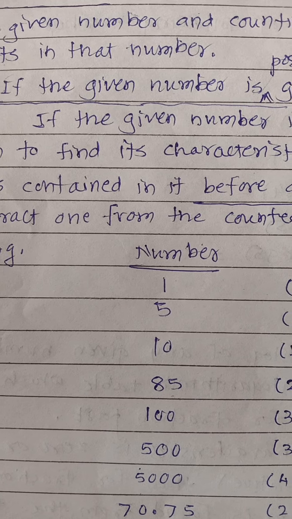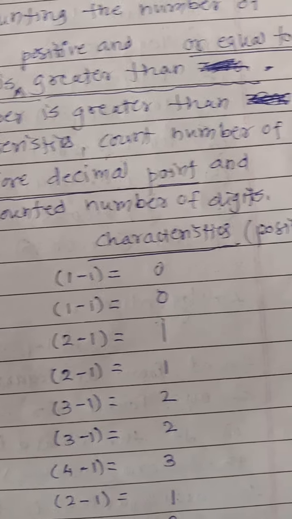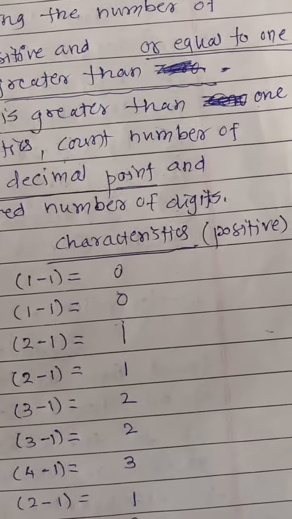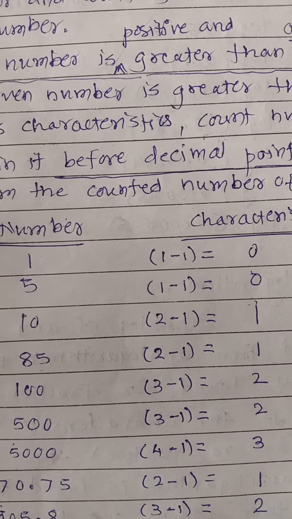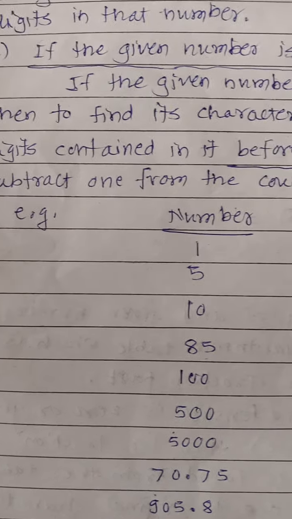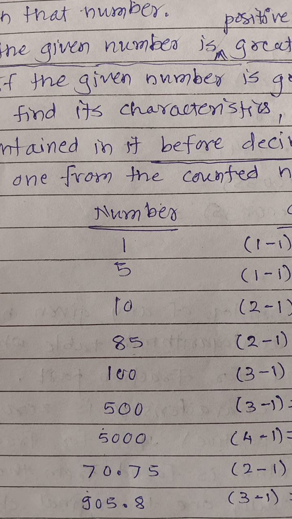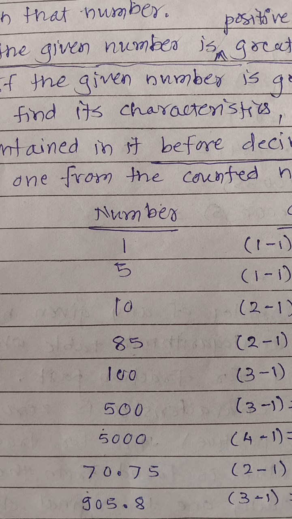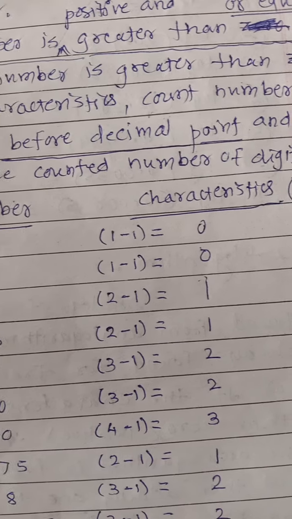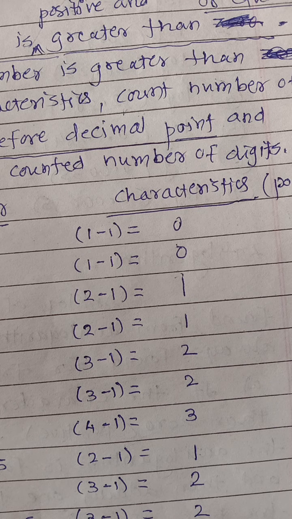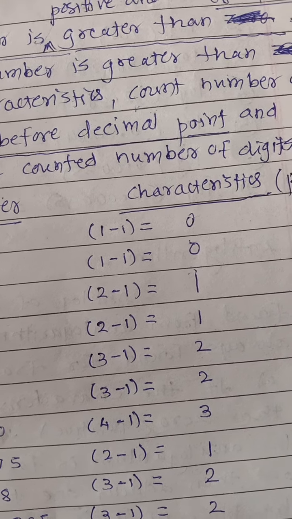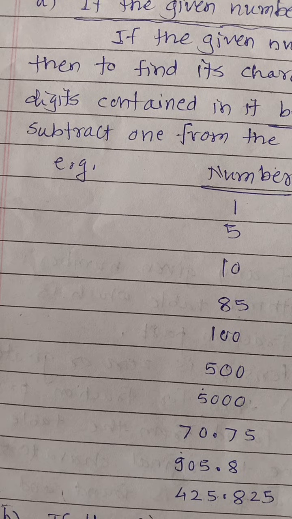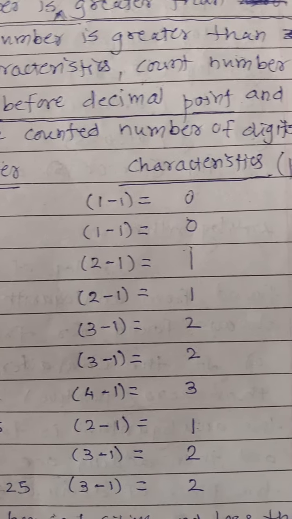So the procedure is, if the given number is greater than or equal to 1, then to find its characteristics, first of all count the number of digits contained in that given number which are before the decimal point. Before decimal point, how many digits are there in that given number, that will be counted, and then subtract 1 from the counted number of digits.